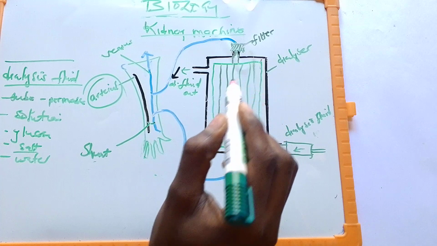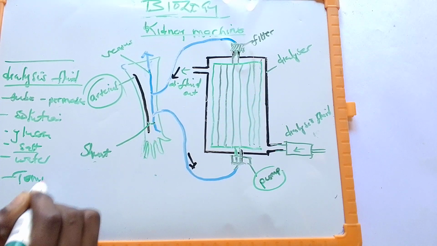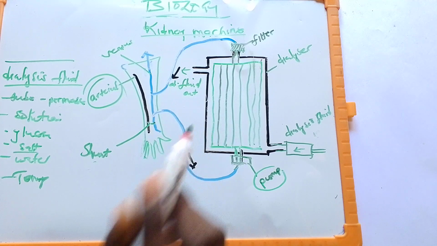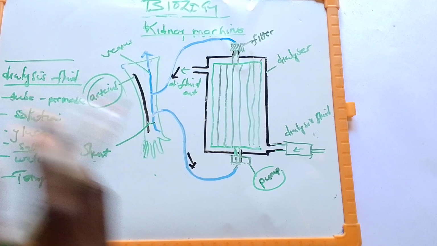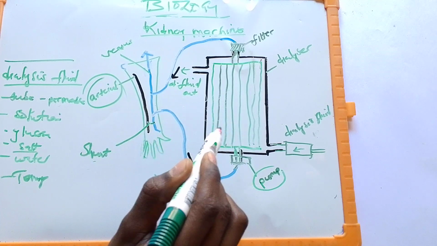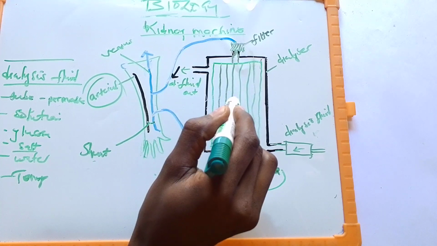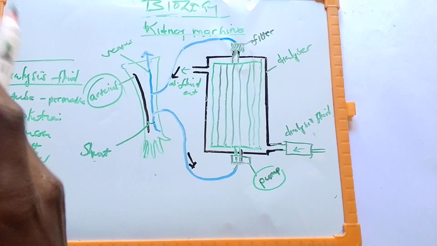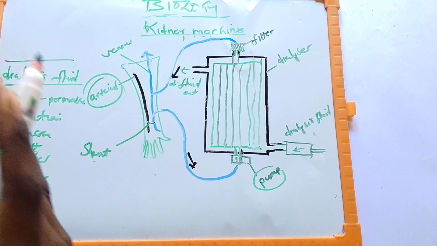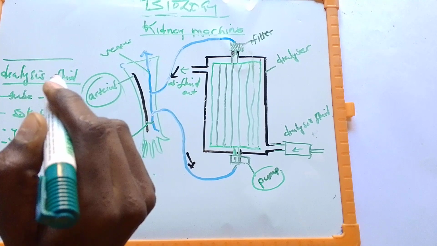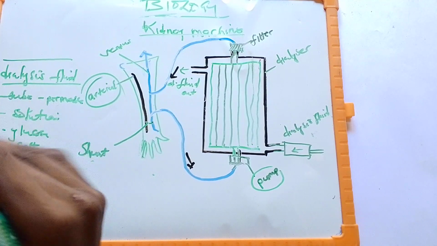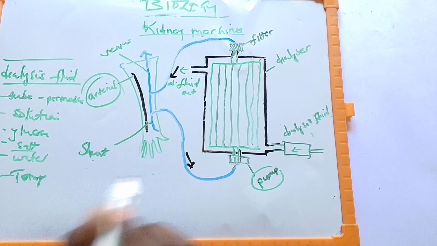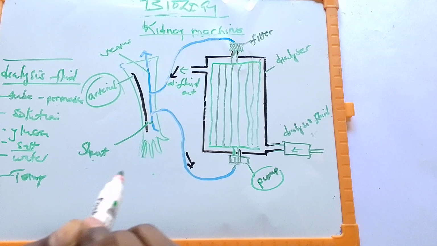Then apart from that, we need to talk about temperature. The temperature of the machine should suit the temperature of the body, in the sense that when the temperature of the machine is too high, as the blood is passing through the machine, the temperature will heat up that blood, and when the blood goes back into the body, it will affect the normal functioning of the enzymes. Hence, some of the activities of the enzymes will either be denatured or won't be started because of the difference in temperature. So the temperature also should match the temperature of the body.